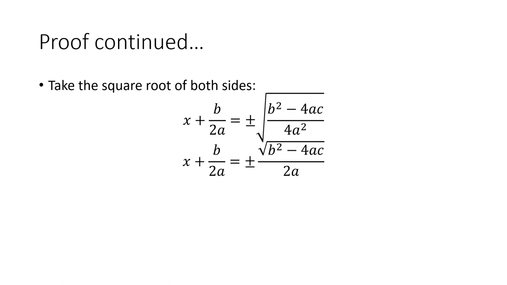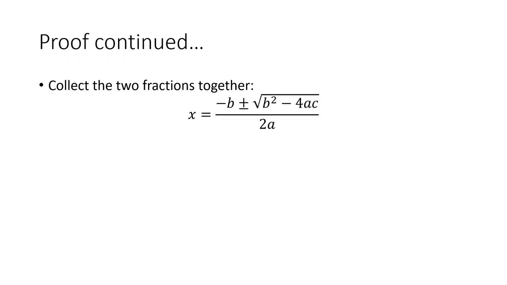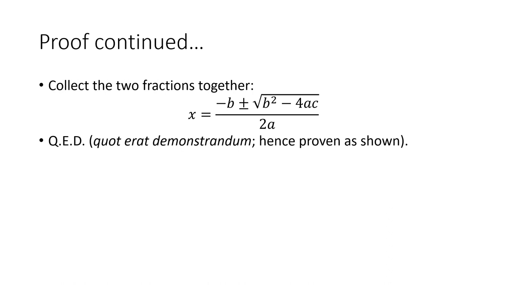And we're so close now. All we have to do is isolate x. And to isolate x, we subtract b over 2a from both sides. And so we get this. The final step, the pièce de résistance, I guess, is to collect the two fractions together. And so we get x is equal to minus b plus or minus the square root of b squared minus 4ac, all divided by 2a. And just to make this look like a formal proof, I put the QED on. So that is the quadratic formula and where it comes from.